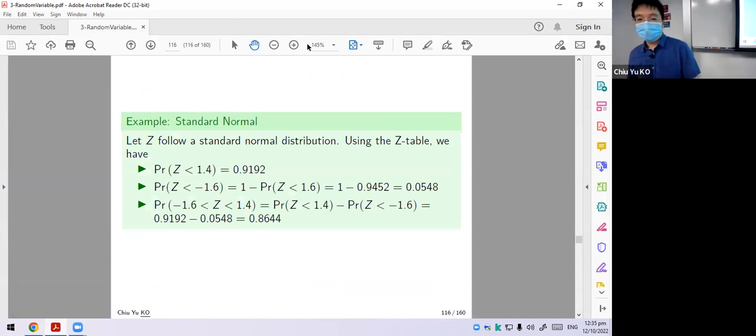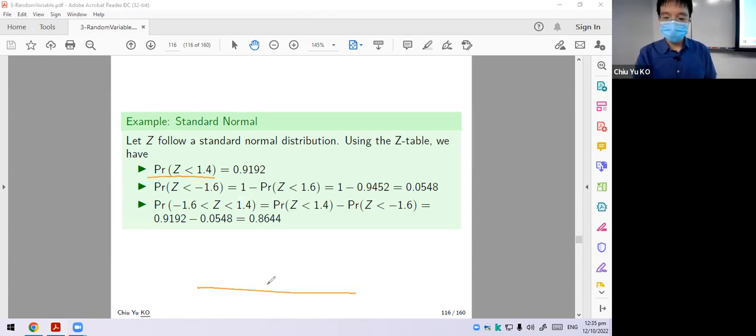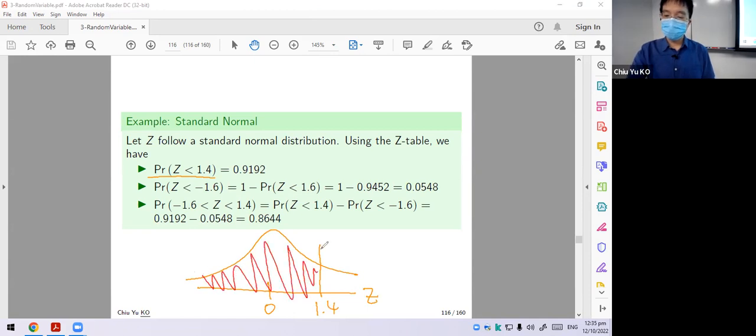So let us try to check this out. This one is asking for a Z table. The first question is Z is less than 1.4. Very simple. 0 is here, we have Z, we have a bell curve here, and we have 1.4 here. The question asks for this area. Immediately you will see the easiest thing to do is to check the Z table that gives the positive value, because this is exactly the positive value one.